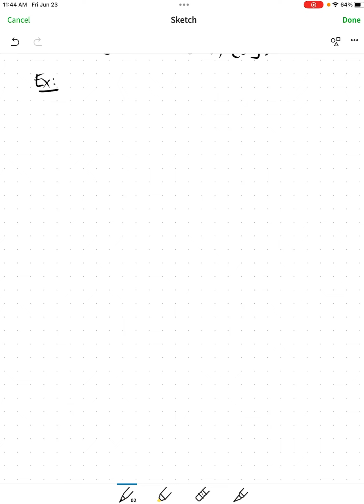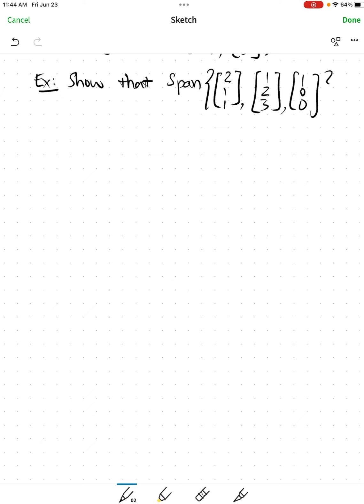And let's do one more. Let's show that the span of 2, 1, 1, 1, 2, 3, and 1, 0, 0 is equal to R3.